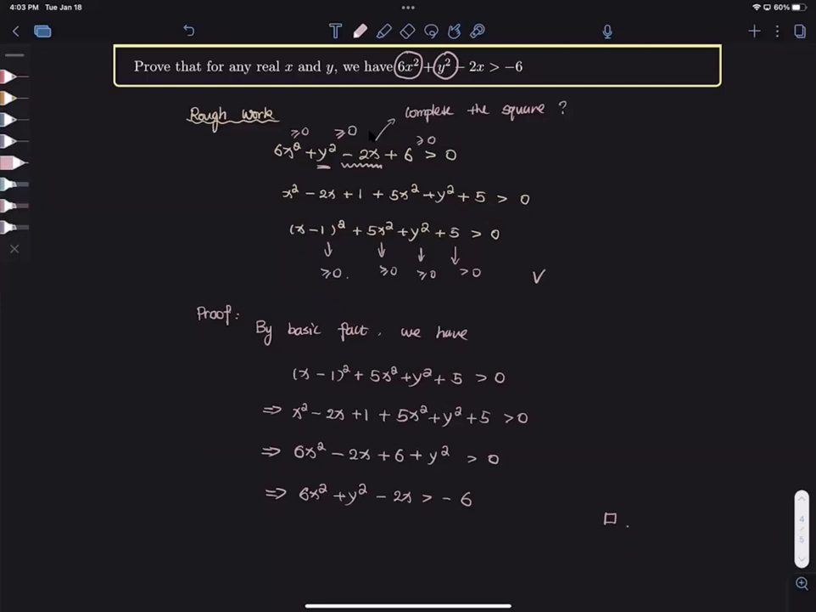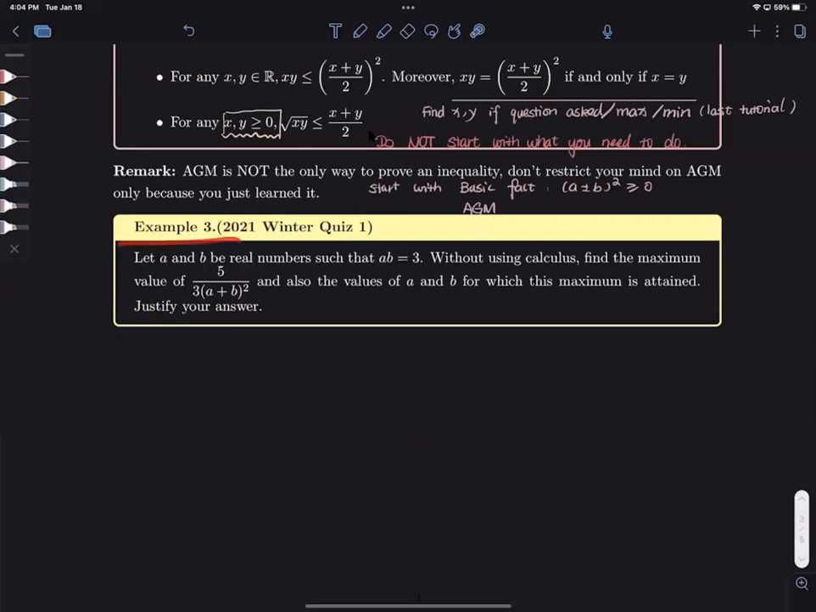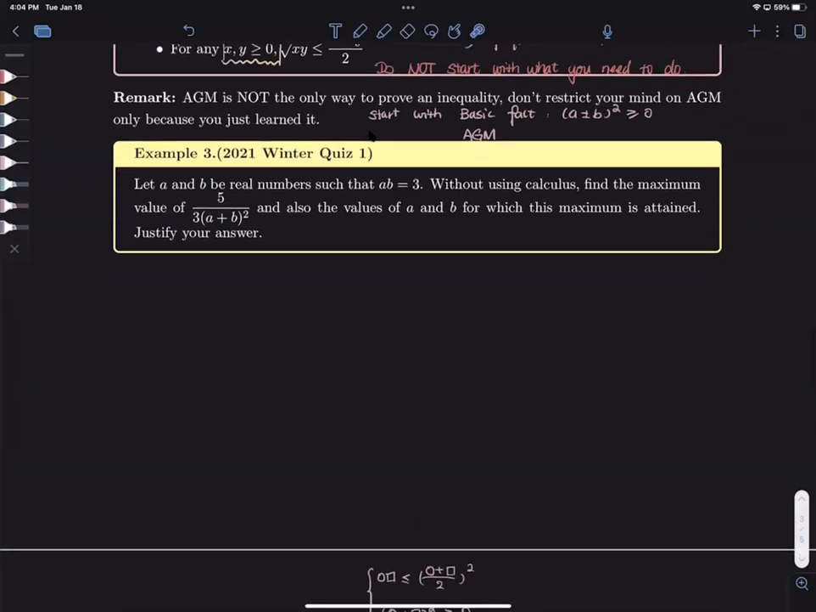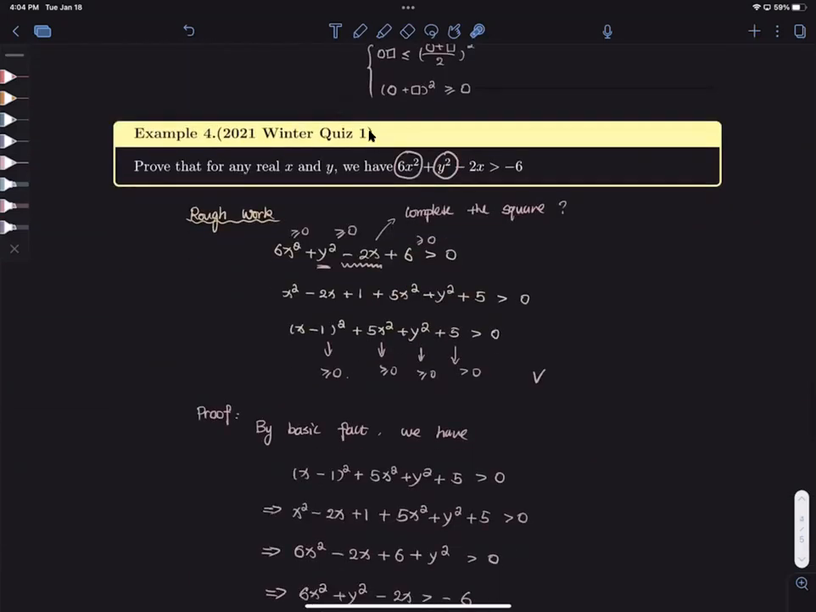So this question shows you that your quiz might not just be AGM. If you're trying to use AGM to prove it, I think you can, but it's going to make your life complicated. So don't restrict your mind to AGM. It could be anything, could be complete the square, could be AGM. For the AGM question, which is this one, I suggest you watch the video from my last tutorial. But do we have any question regarding this one? Are we clear before we leave?